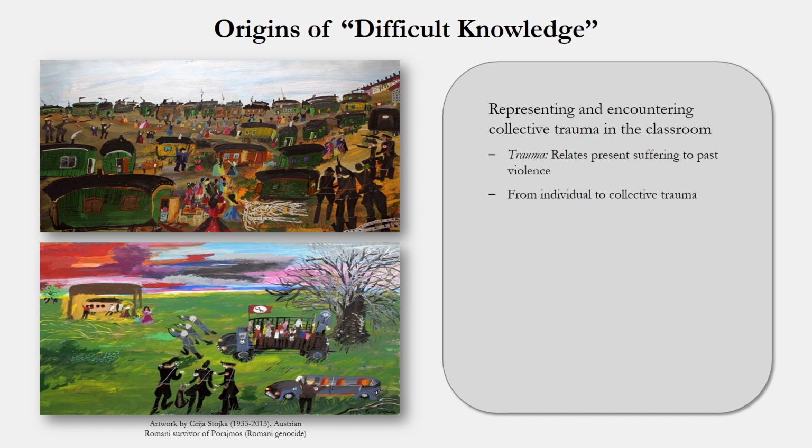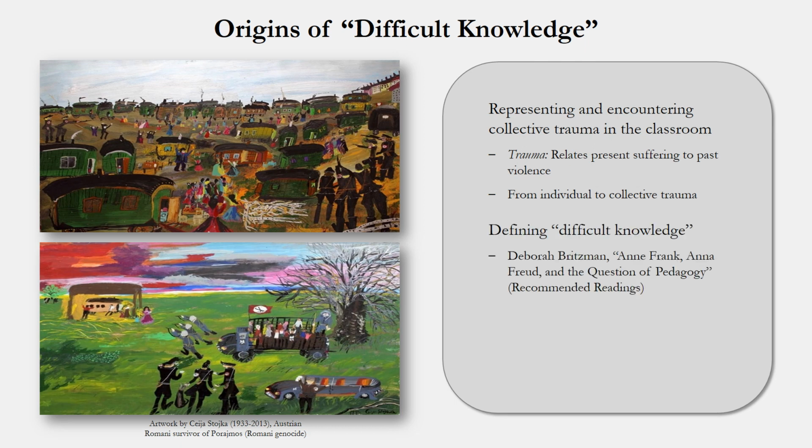Although originally designed for an individual level of analysis, the trauma concept has expanded to include collectivities. Collective trauma thus goes beyond the specific psychiatric diagnostic criteria applied in clinical settings, and speaks to the larger intergenerational consequences of social suffering of all forms, including genocide, mass atrocities, and slavery. So what happens when you bring these collective traumas into the classroom? That's where the concept of difficult knowledge comes into play.